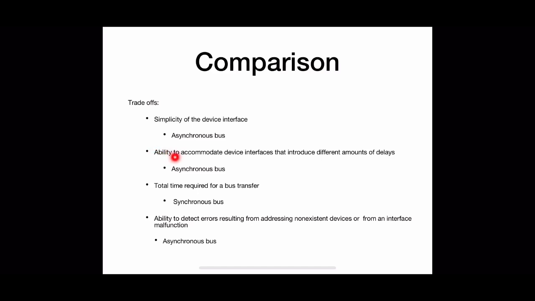Now the second factor is the ability to accommodate device interfaces that introduce different amounts of delay. How do these two schemes support varying delays in different device interfaces, or how do they cope with dynamic loads? Here also the asynchronous bus will be the winner, because the time period for a transfer is flexible and can be adjusted when a device interface demands it. Whereas in case of a synchronous bus, the clock circuitry is already fixed, so all the delays must be kept within strict bounds.